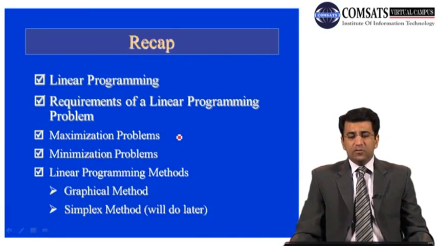Then we discussed some requirements of a linear programming problem. In all linear programming problems, we generally have an objective function, or we'll have to make an equation which represents our objective function. That objective function may be in the form of profit maximization or in the form of cost minimization, and finally at the end of this linear programming technique we should attain this objective function. Then along with the objective function there are some constraints.